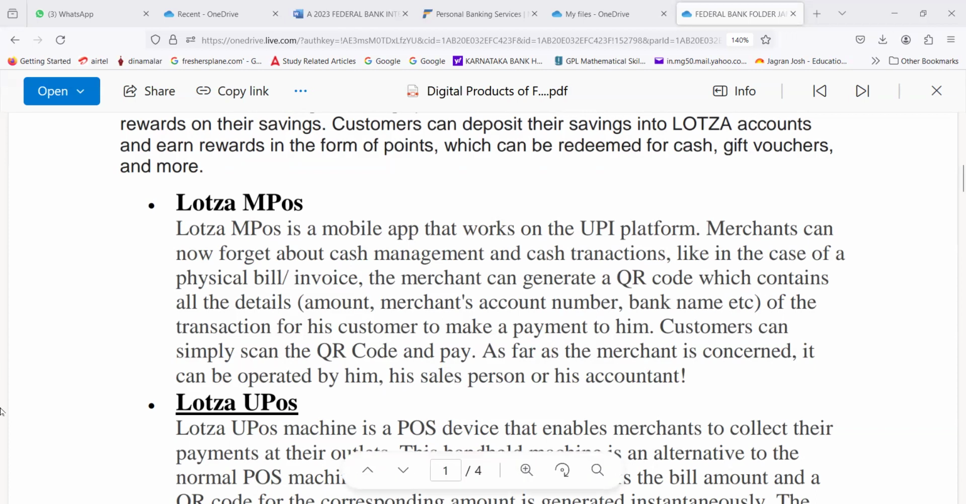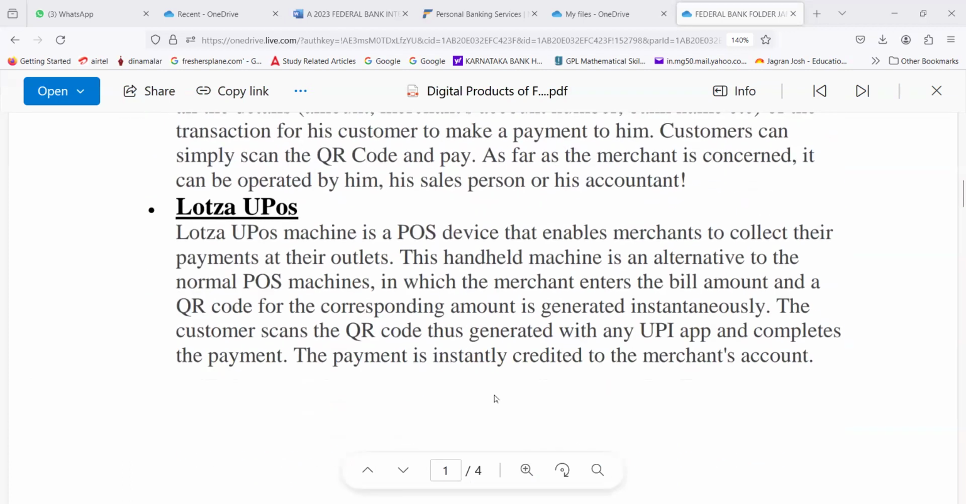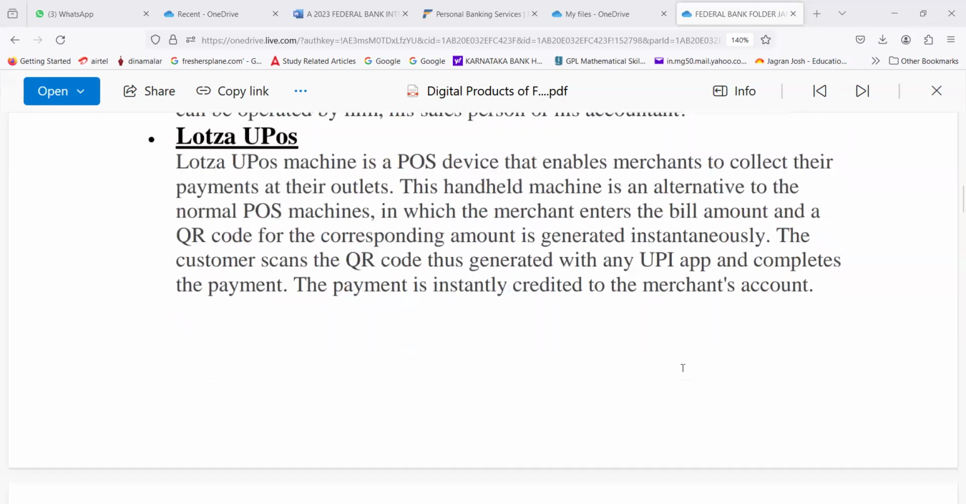Very good. Next, Mr. Suparno Sen, please read. Lodza UPOS. Lodza UPOS machine is a POS device that enables merchants to collect their payments at their outlets. This handheld machine is an alternative to the normal POS machines, in which the merchant enters the bill amount and the QR code for the corresponding amount is generated instantaneously. The customer scans the QR code thus generated with any UPI app and completes the payment. The payment is instantly credited to the merchant's account.